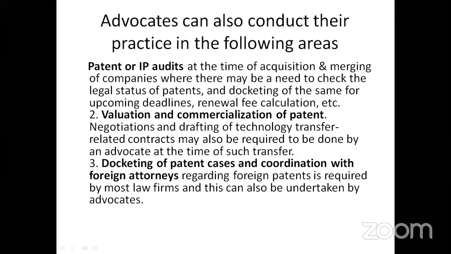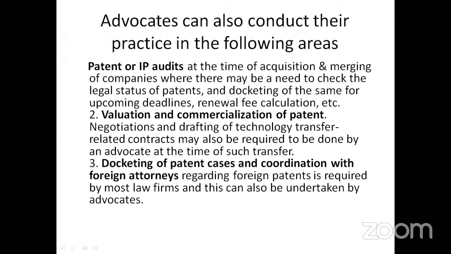Here, you may get a patent granted, but you should know how to make use of it. So, if you want to bring the product into the market, people will ask, what is the value of your patent and how to commercialize it? So here, negotiations and drafting of technology transfer documents and contracts may be required to be done by an advocate at the time of such transfers. This is also a hot area where advocates can get involved.